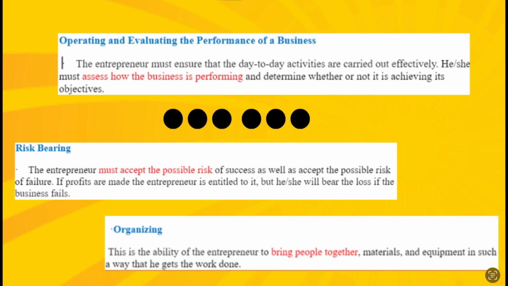Risk-bearing. The entrepreneur must accept the possible risk of success as well as accept the possible risk of failure. If profits are made, the entrepreneur is entitled to it. However, they will, of course, bear the loss if the business fails. Organizing. This is the ability of the entrepreneur to bring people together, materials and equipment in such a way that he gets the work done.